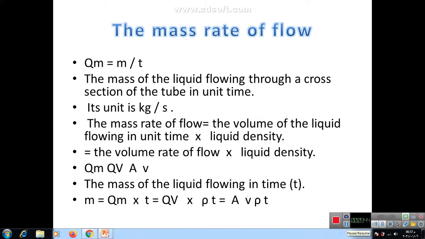Now, from the previous equations, we can conclude that if the fluid flows steadily, the amount of liquid entering the tube equals the amount emerging out from it in the same time interval, according to the law of conservation of mass. The flow rate, volume or mass, is constant at any cross-sectional area inside the tube.